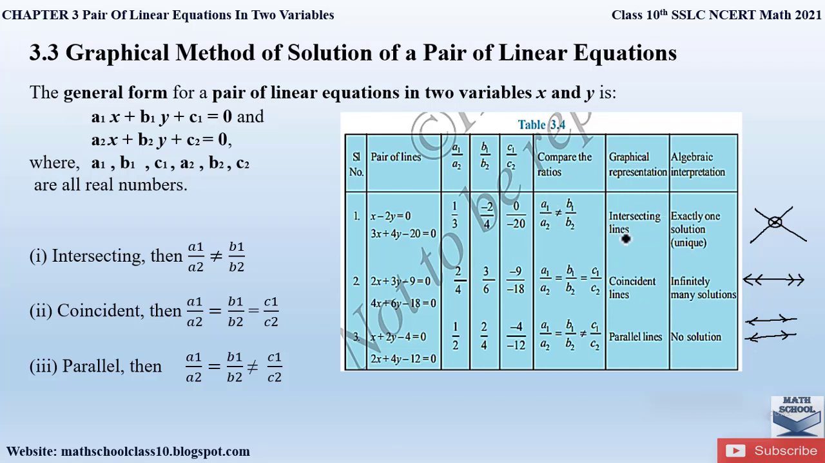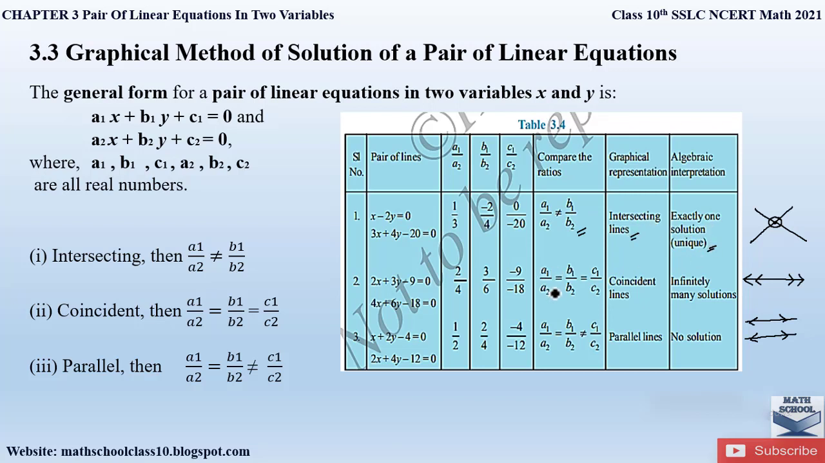When the lines are intersecting or having a unique solution, then the ratio a1 by a2 is not equal to b1 by b2. This you have to remember to find out whether a pair of linear equations is intersecting, coincident or parallel lines. So where they will give you a pair of linear equations, you have to find out the values of a1, b1, a2, b2 and check whether the ratios are equal or not. If the ratio of a1 by a2 is not equal to b1 by b2, then you can say that the lines are intersecting and they have a unique solution.